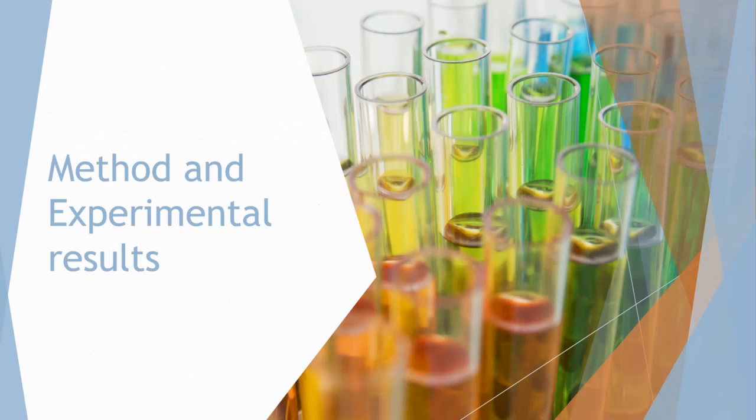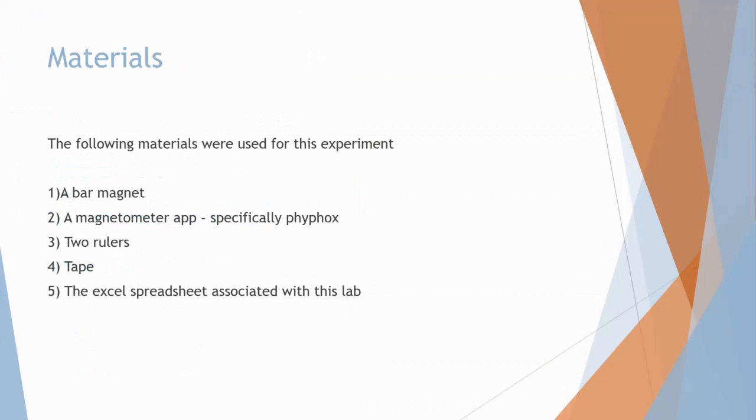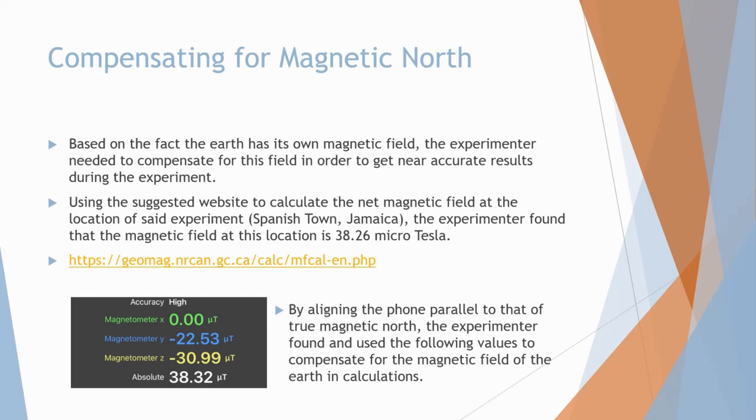The following materials were used in this experiment: a bar magnet, a magnetometer app on the phone, 2 rulers, tape, and a provided Excel sheet. Before starting, the experimenter needed to compensate for the net magnetic field of the Earth based on the location of the experimenter. According to the suggested website, the magnetic field at the location of the experimenter was 38.26 microtesla. Therefore, by using experimental data from the phone, the magnetic fields seen in the picture to the bottom left were used.